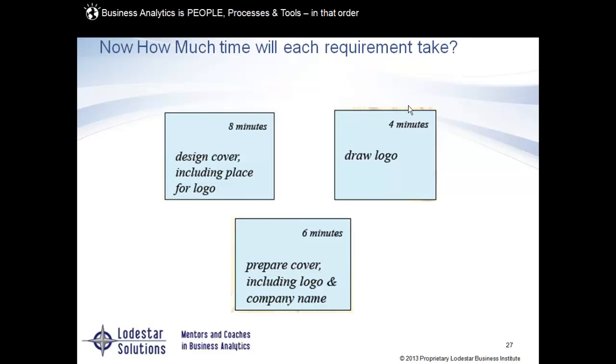Now, I want you to think about how much time each requirement would take. So when I thought about mine, I said, okay, well, I think it's going to take me about 8 minutes to design my cover, and I've got to figure out where to put the logo. I think it'll take 4 minutes to do the logo, and about 6 minutes to do the cover and my logo and my company name. I'm good with that. So now you think about how long you think your requirements would take. So pause the video and write down how many minutes, hours, days, months, weeks you think it would take for your requirements to be done.